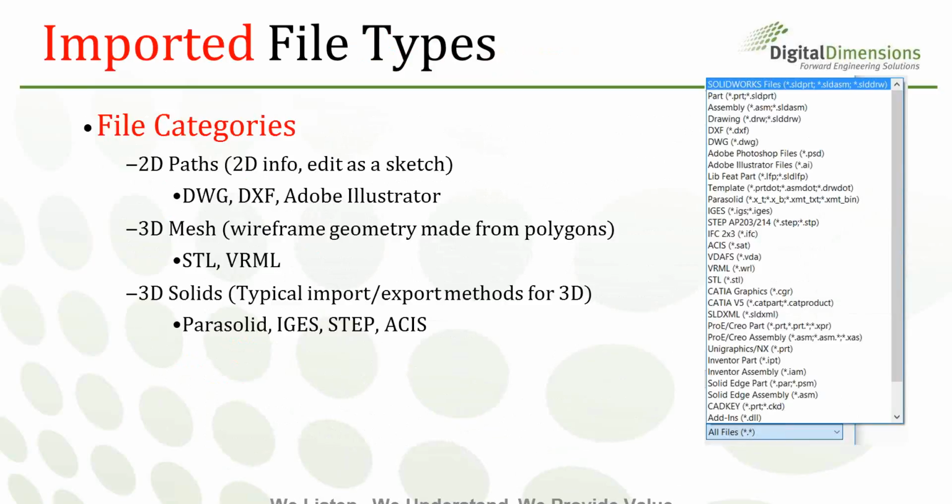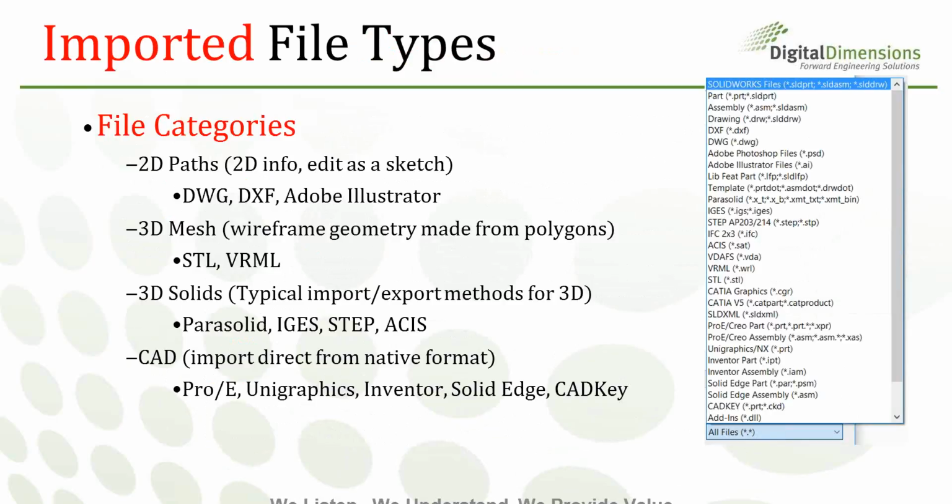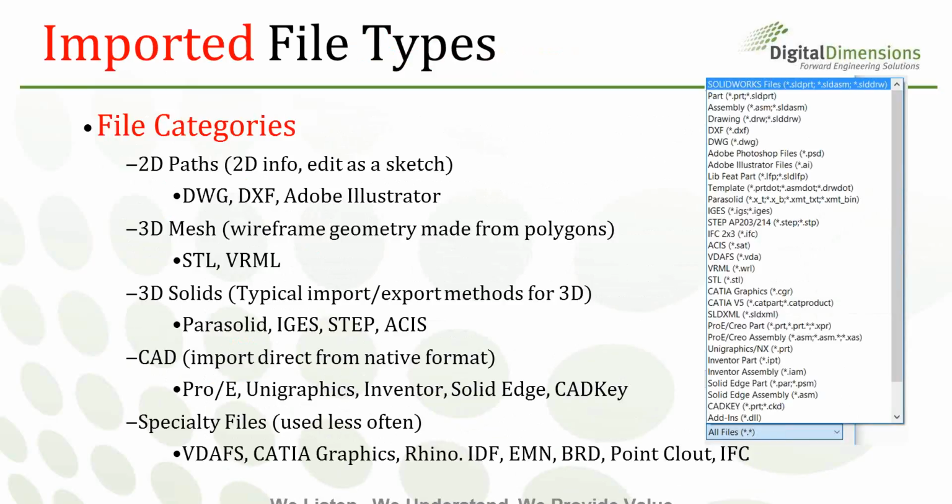The next one is the ones we talked about, 3D solids. This is your typical import export methods for 3D: Parasolid, IGES, STEP, ACIS, we just talked about those. Then we have our CAD. This is what's imported directly from a native format, like Pro-E, Unigraphics, Inventor, CADKEY, Solid Edge software. Then there are the specialty files. Don't see these too often, but they're there, like CATIA Graphics, Rhino, IDF, Point Cloud, IFC formats. And on the right, the screen capture I have is basically whenever you go to the SOLIDWORKS open menu, you see a list of files that you can import. That list is contained in there if you want to look at it easily.